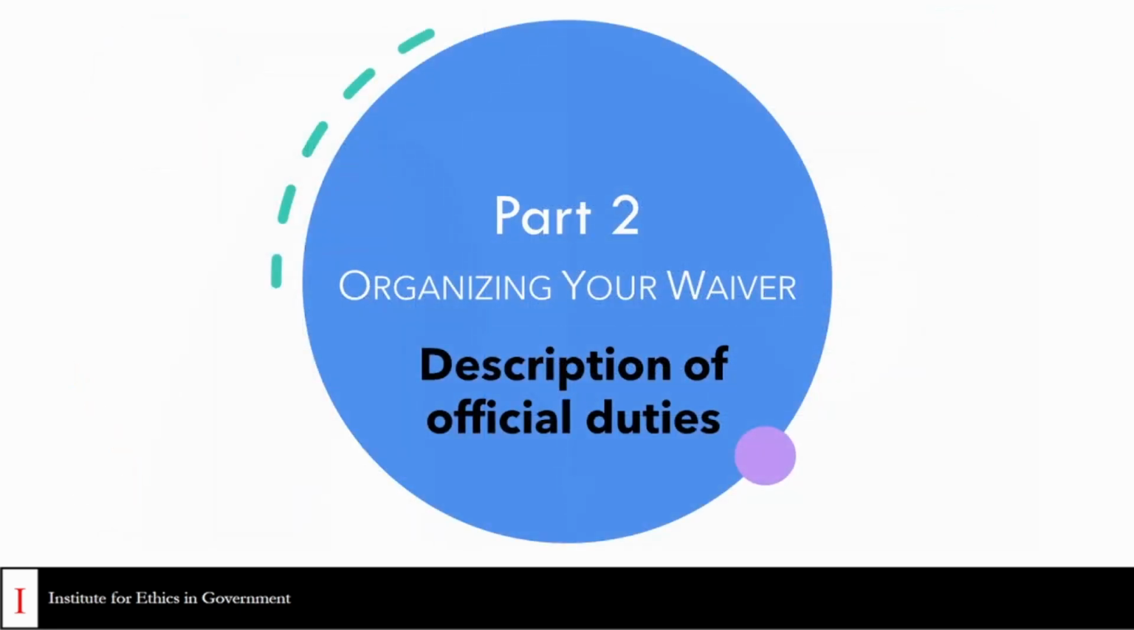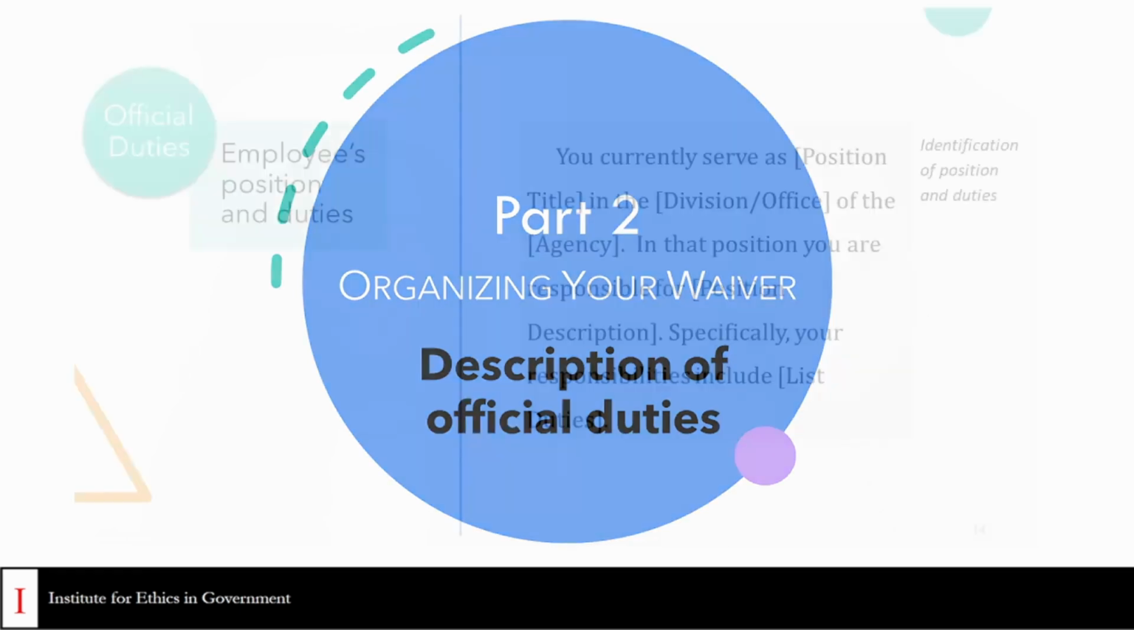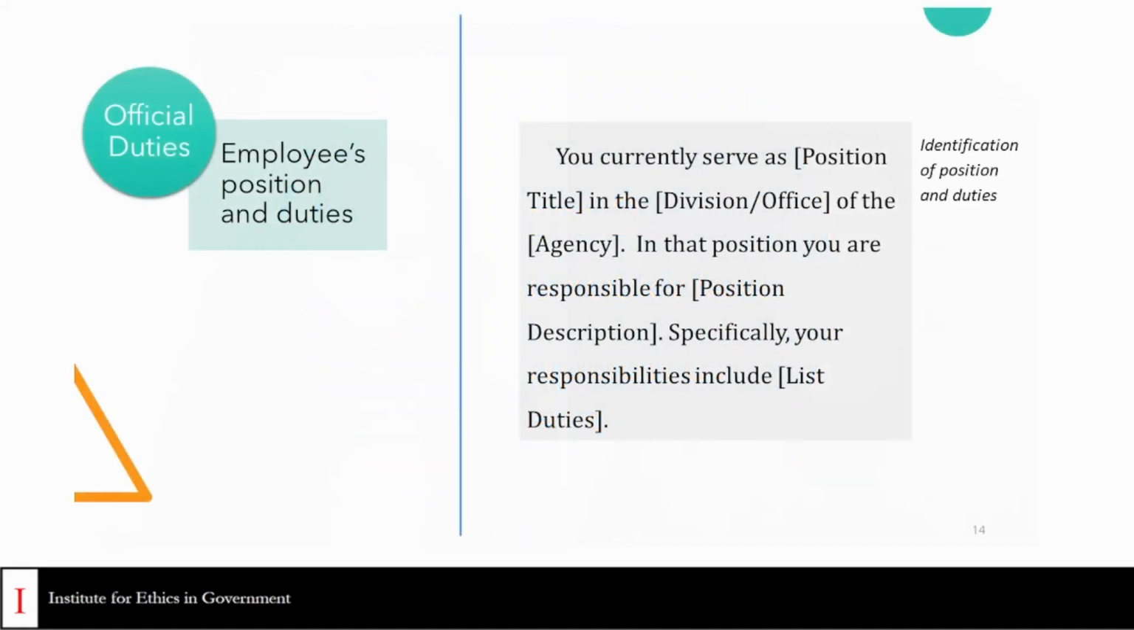Okay, we have discussed the elements that should be included in your introductory paragraph. Now let's discuss the next section of your waiver, a description of the employee's official duties. After discussing the statutory framework for providing a 208(b)(1) waiver, you should describe the employee's position at the agency and their relevant duties in as much detail as possible.